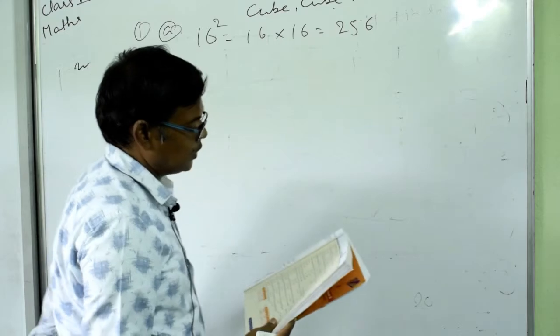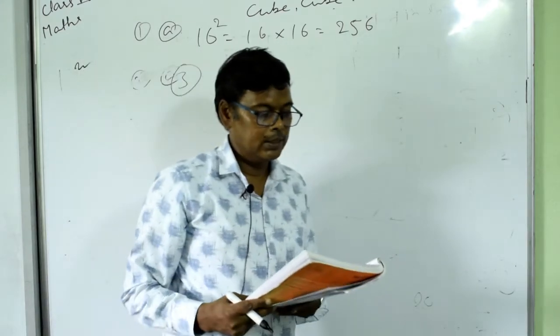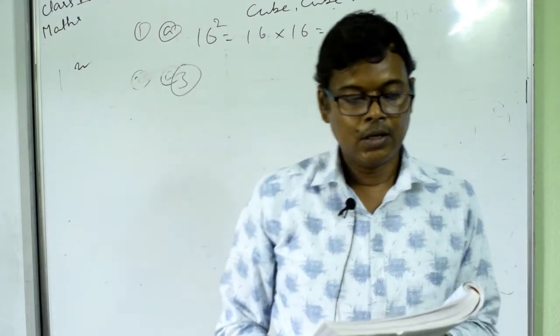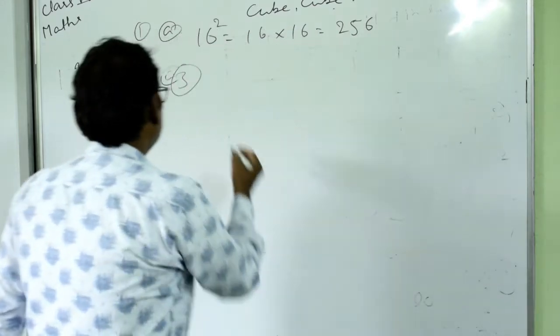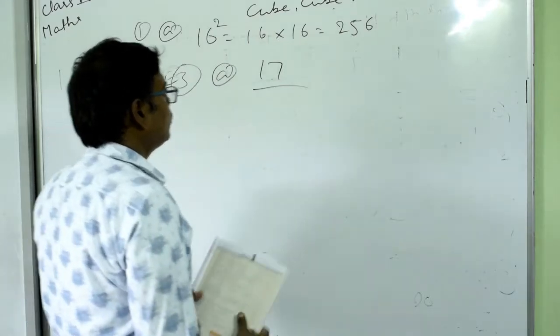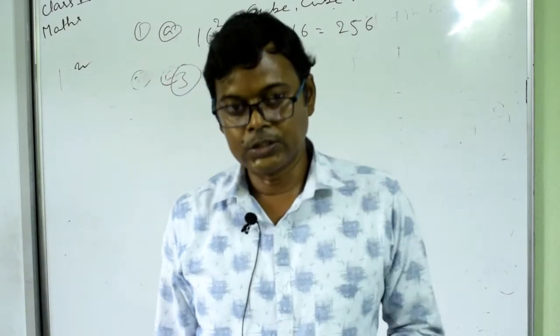Question number 3: what is the possible number of digits in the squares of the following numbers? Here in A, you are given the number 17, which has 2 digits. So when you square 17, how many digits will you get?